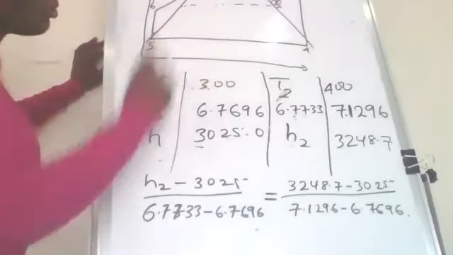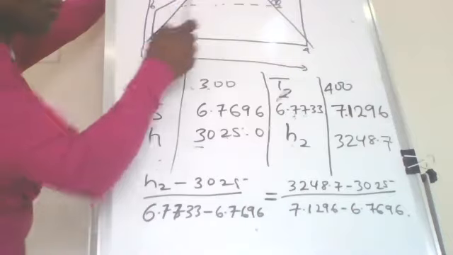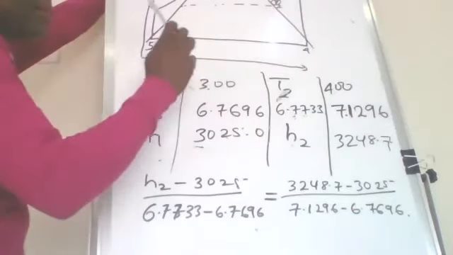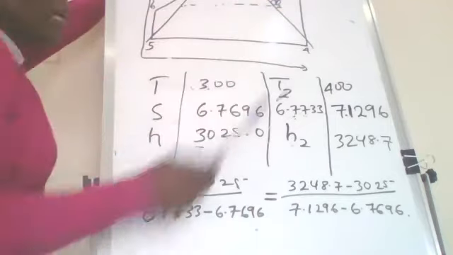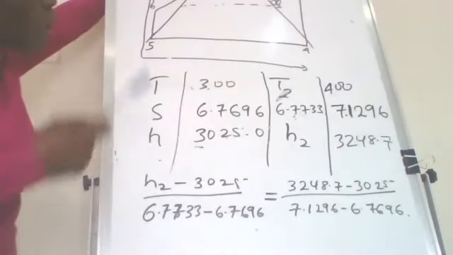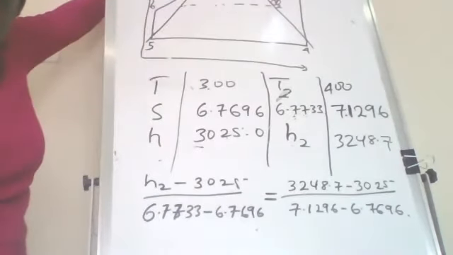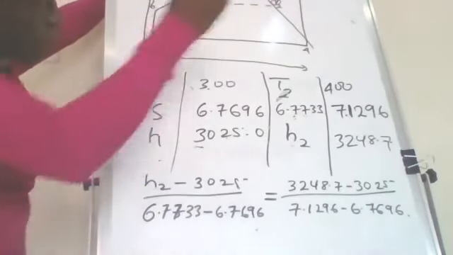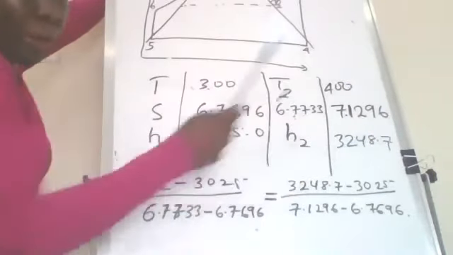After you found H2, you remember this side is not changing much because what is happening is here. So now you need to also establish 3 and 4. 3 is easy to get. You simply go to 400 degrees Celsius, 20 bar, which you already have. You have read it off. 400 degrees Celsius, 20 bar, what do you get? 3248.7.